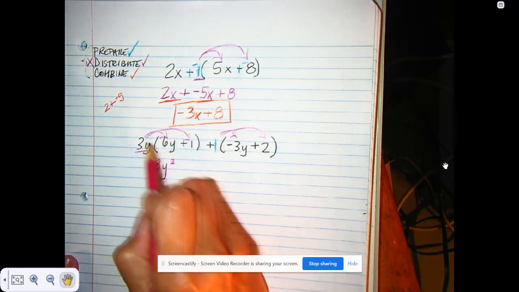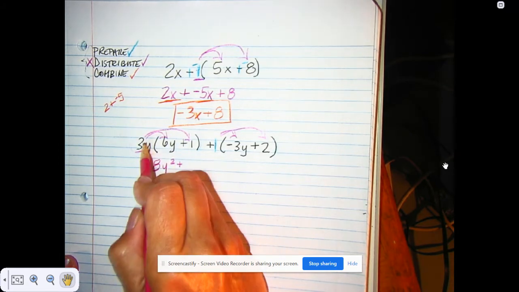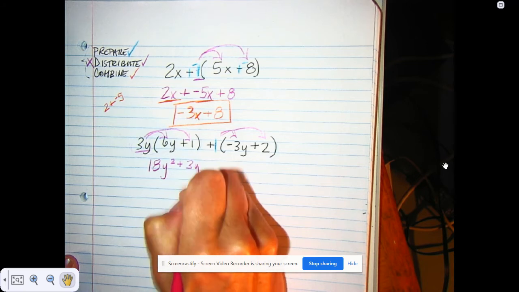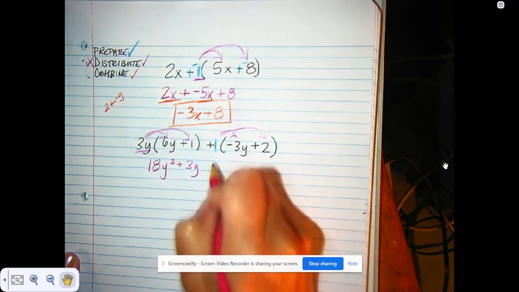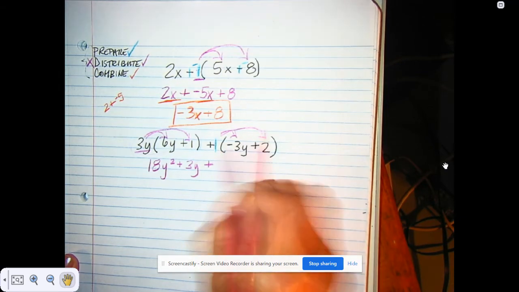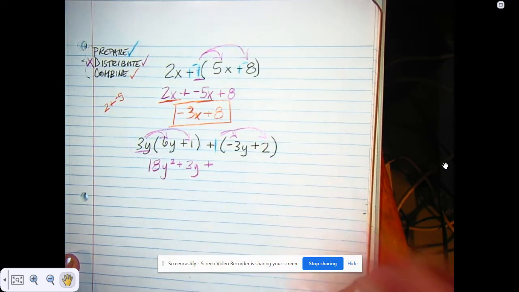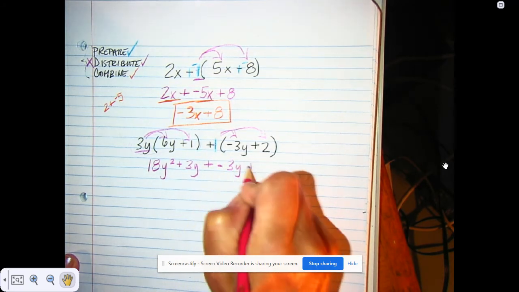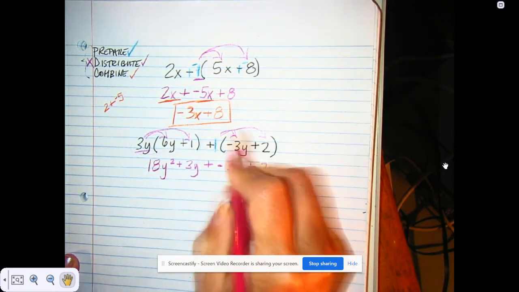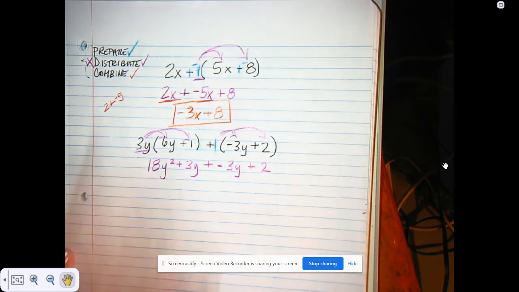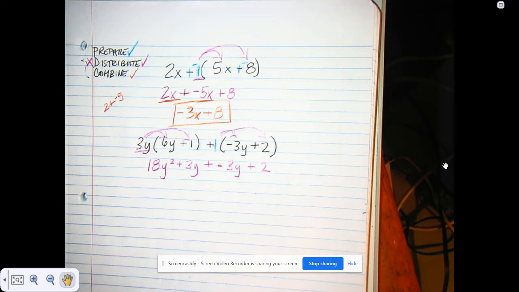Okay, so then now we have plus 3y times 1 is just 3y because 3 times 1 is 3, and you have just a single y. Plus, I'm going to multiply 1 times this guy and 1 times that guy. When you multiply by 1, you get samesies. So we get negative 3y plus a 2. So multiply that, get that to there. Good. So I have distributed, done my multiplication.